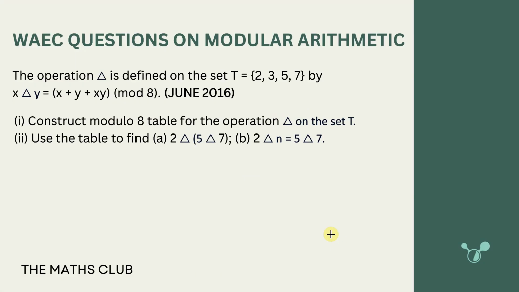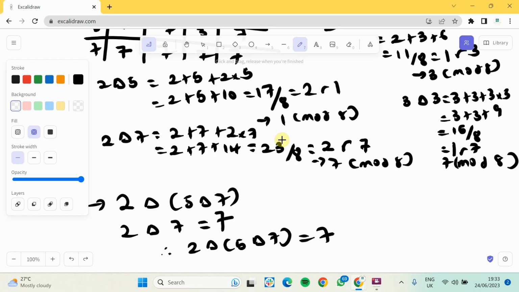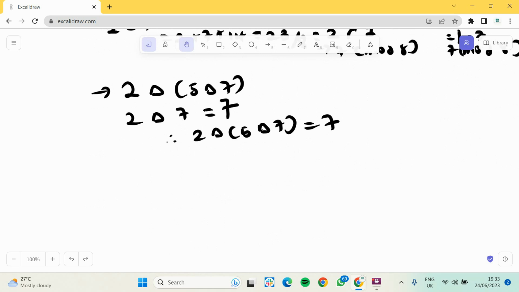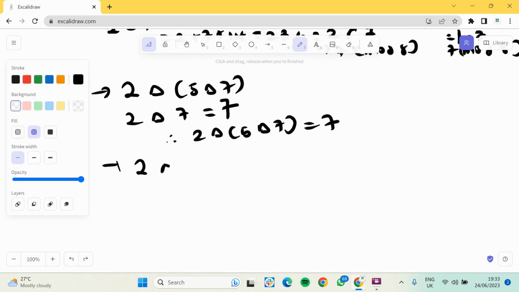So that is it. The next question is saying 2 operator n is equal to 5 operator 7. Of course, we are trying to find what n is. Let me write it here. So we have 2 operator n is equal to 5 operator 7, right? So I'm going to resolve the right hand side first. So 2 operator 7 is what?